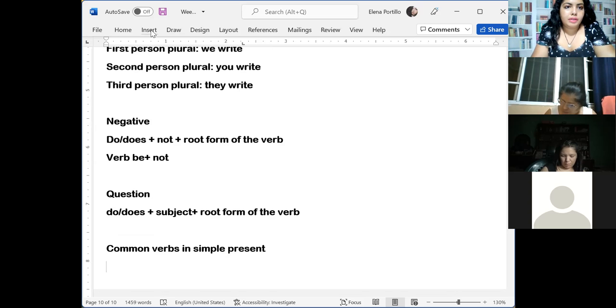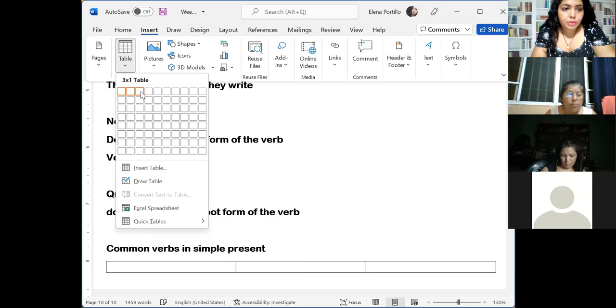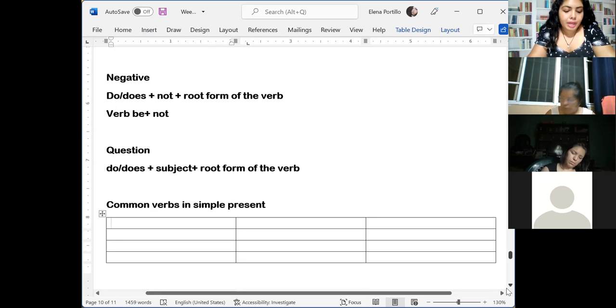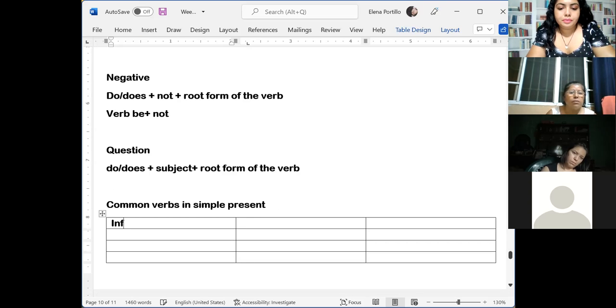And we are going to have like this: 1, 2, 3. We're going to write 5 of these ones. And we have the infinitive. Then we have I, you, we, and they.